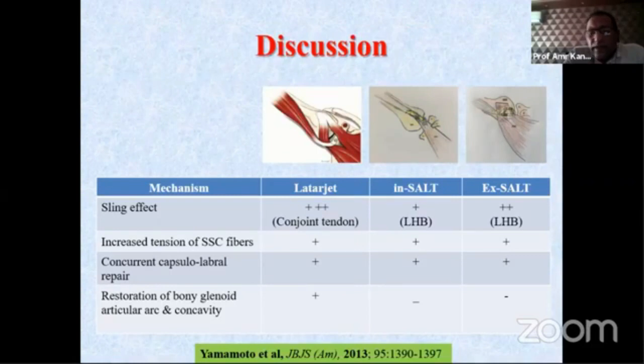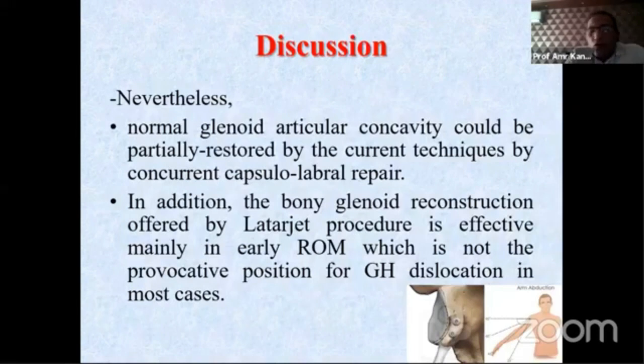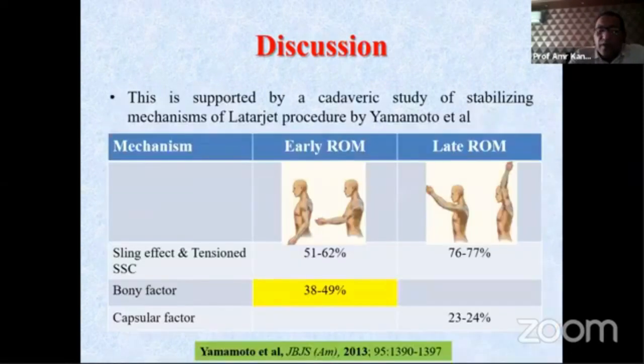However, these techniques don't restore the polyglenoid. However, normal glenoid articular concavity could be partially restored by these techniques by concurrent capsulolabral repair. In addition, the bony glenoid reconstruction offered by the Latarjet procedure is effective mainly in early range of motion, which is not the provocative position for glenohumeral dislocation in most cases.